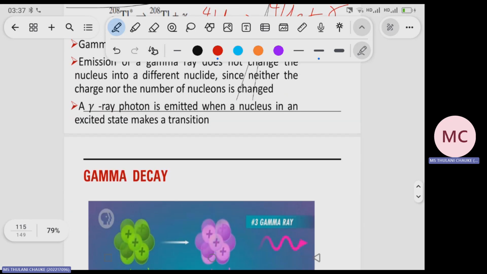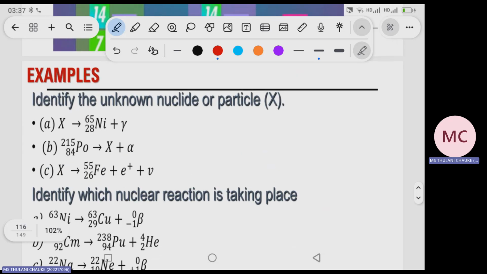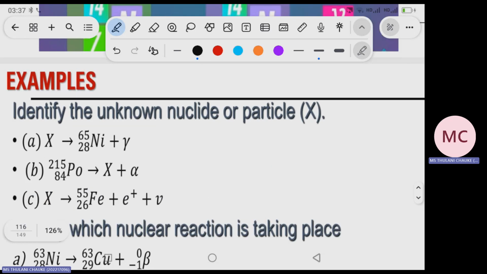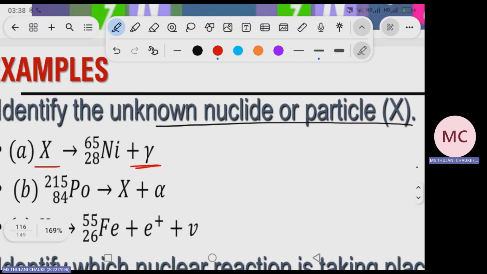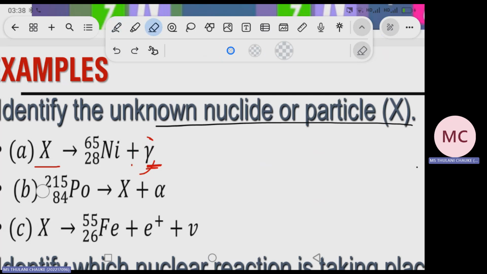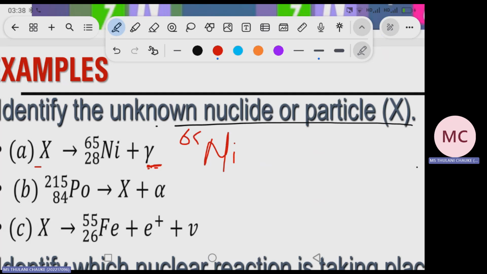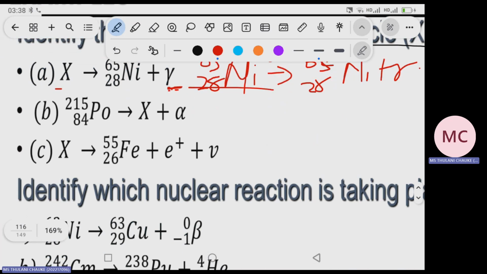So what they will do is they will just tell you to fill in the missing elements, right? Just like in this example. You see the first one, they say identify the unknown nuclide. So letter A, this one, and a gamma particle is emitted. So they wanted you to identify what's X. This one is the easiest. We'll just say Ni 65 28. So that was the answer for X, 28 Ni plus gamma.